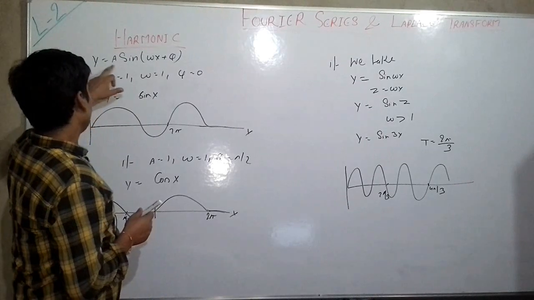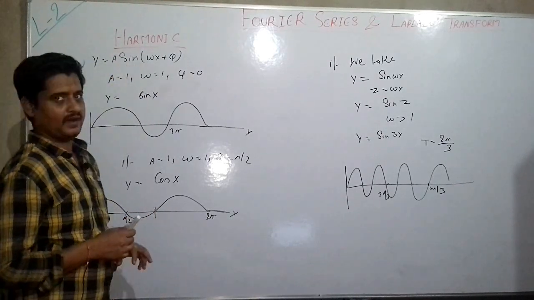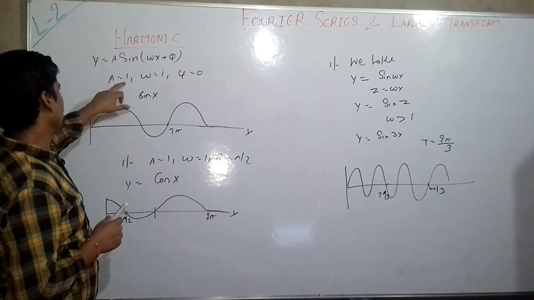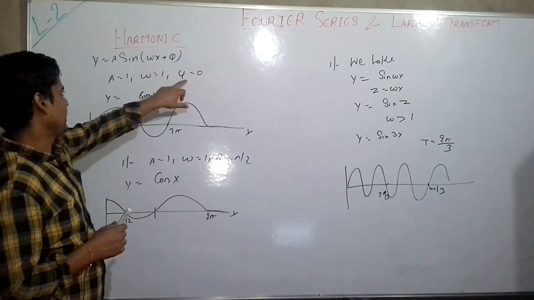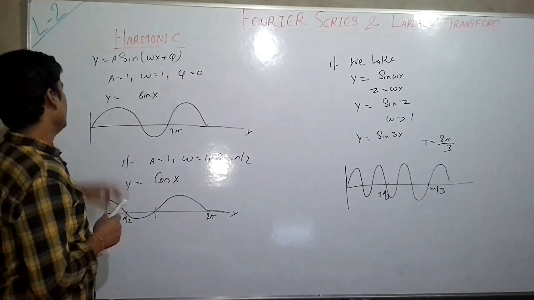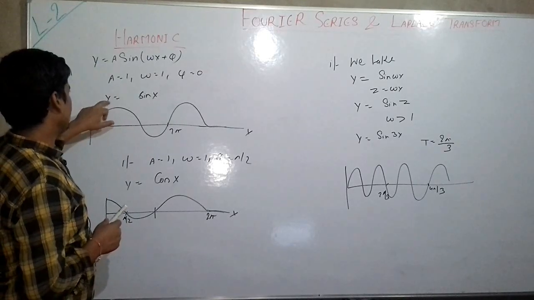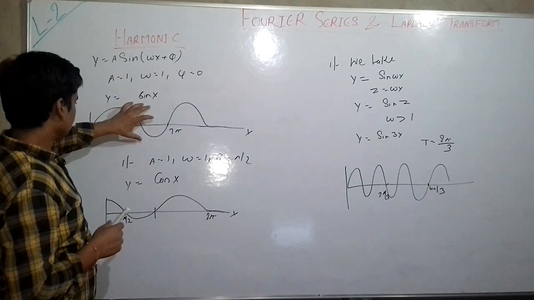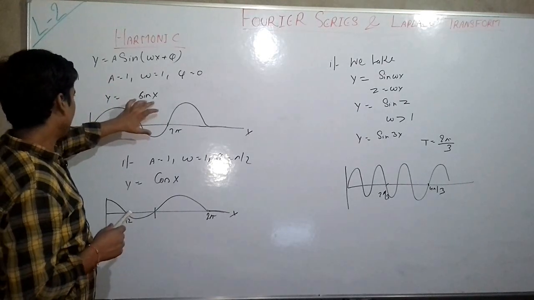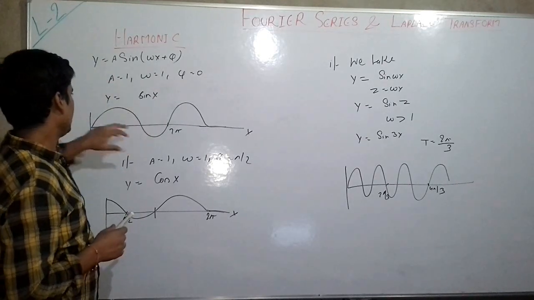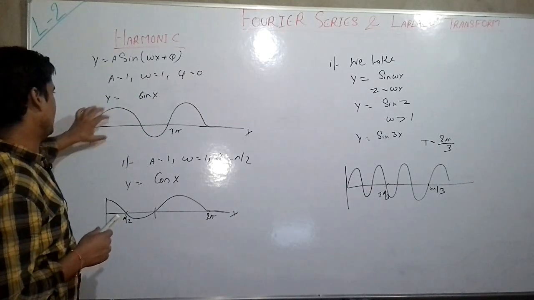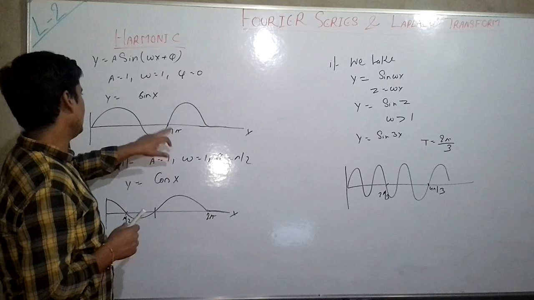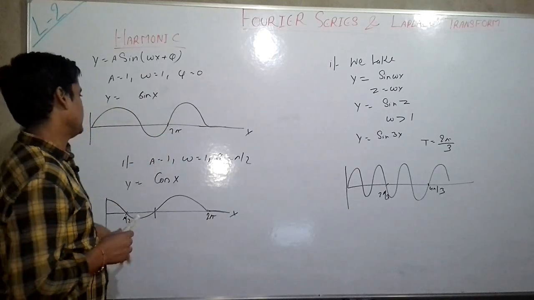Now y is equal to A sine(omega x plus phi). Now assume that A is equal to 1, omega is equal to 1, and the initial phase is 0. Then this equation becomes y is equal to sine x, and we can plot the sine graph for this function. It is the simple sine graph, where after the 2 pi time period, this function will repeat itself.